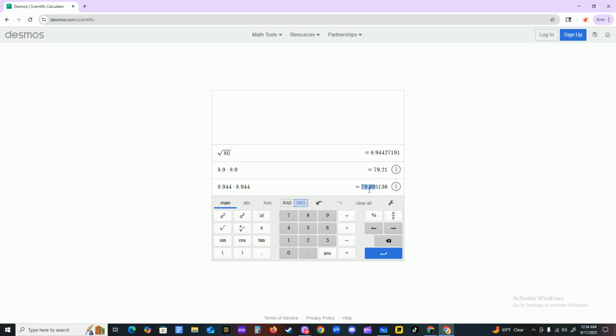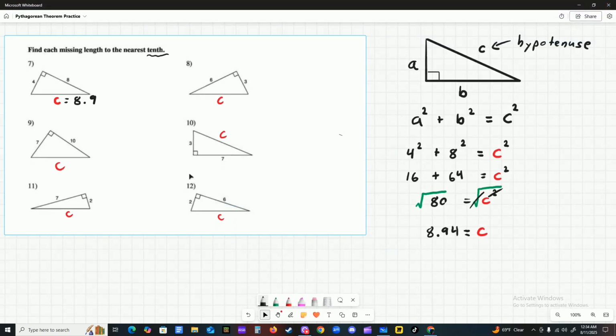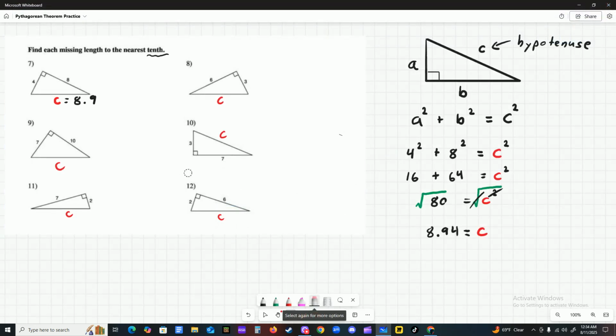79.995136. It gets closer and closer to 80 the more decimals you have written down. Okay, so in this case, the length of this side is 8.9. Let's try another one.